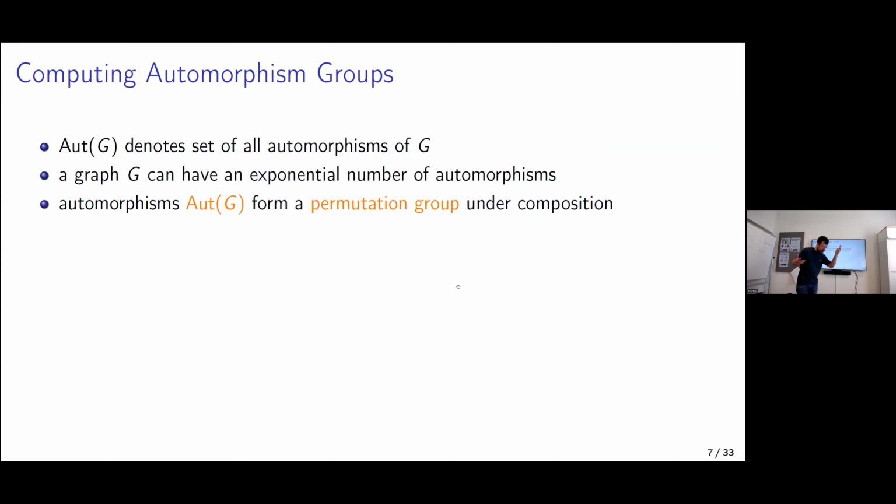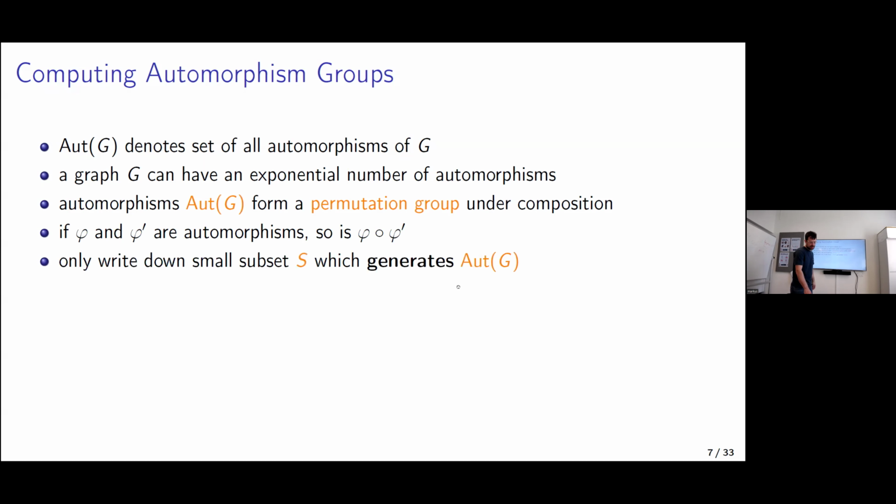Now, luckily, these automorphisms form a permutation group under the composition operation. And what does that mean? That means if you have two given automorphisms, two symmetries, you can compose them and get another symmetry of the graph. So you first apply the first one, then the second one, and their composition will also be a symmetry. Just follows directly from the definition.